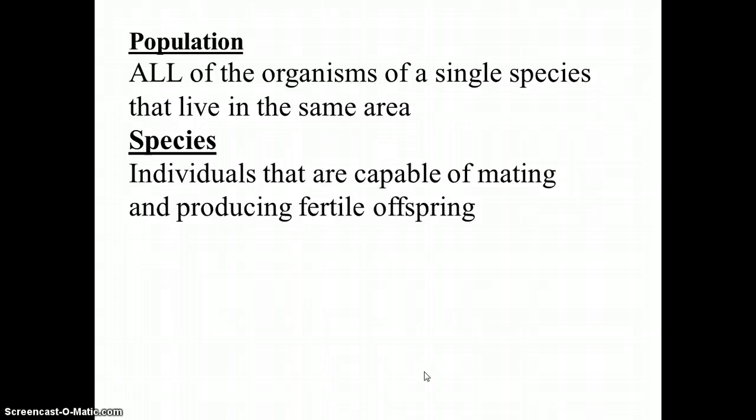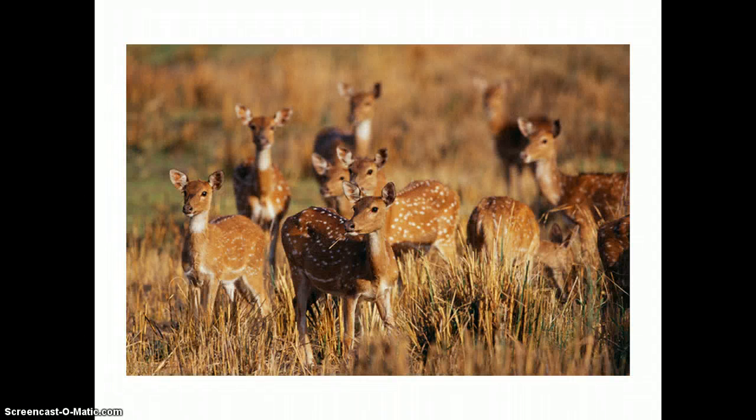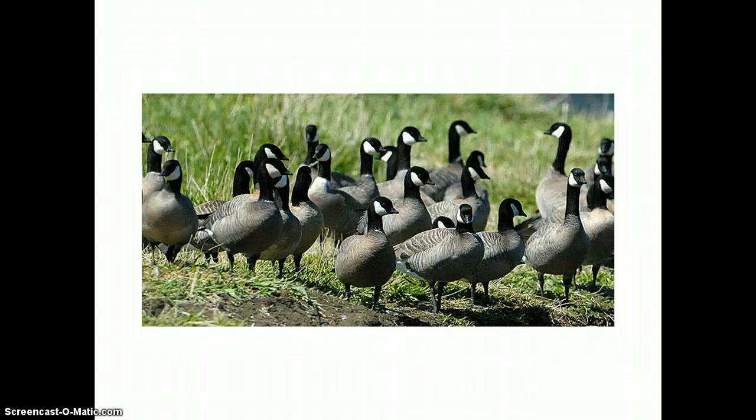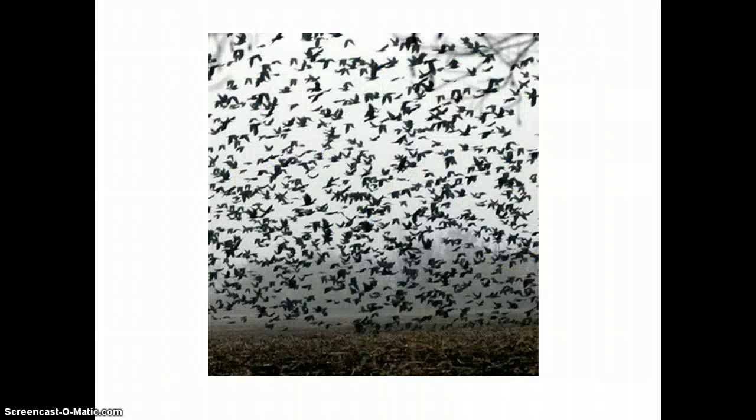Okay, so let me show you some pictures of some populations. Here is a population of some sea lions. Again, all these sea lions are the same species and they all live in this similar area. Here's a population of deer, of geese, and sometimes populations get names, like a population of geese is called a gaggle, so a gaggle of geese, that's a fun one to say. A pod of whales, a school of fish, or this one's good, a murder of crows.